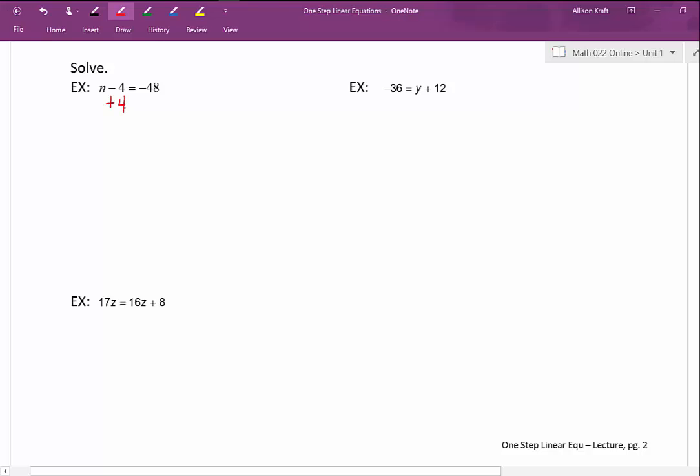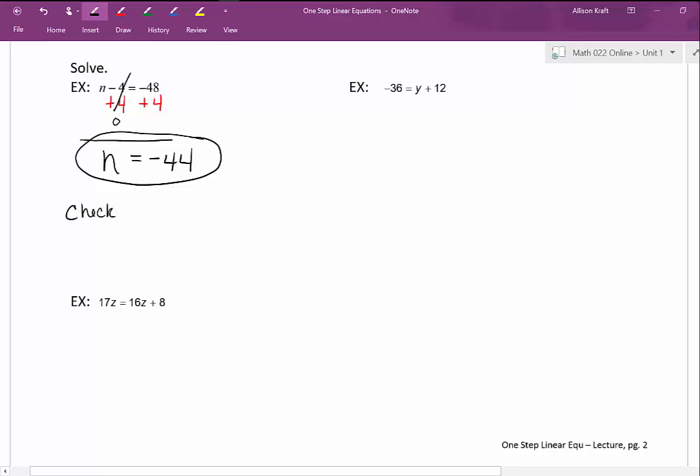Why do we add 4? Well, if you have negative 4 plus 4, that gives us 0. It essentially disappears, leaving us with just our variable n. But to keep it legal, we have to do the same thing to the opposite side of the equation and add 4 to the right side as well. Negative 48 plus 4 gives me negative 44. n equals negative 44.